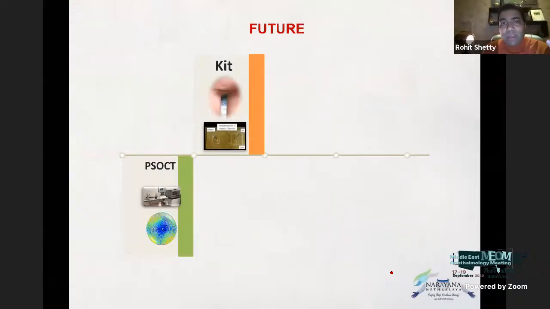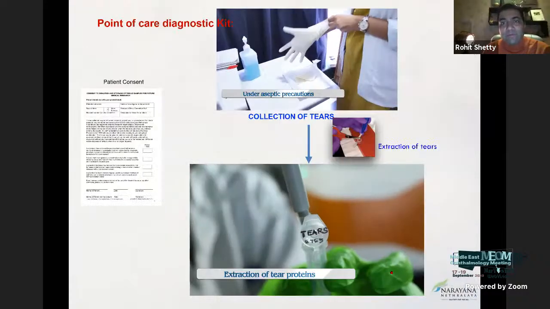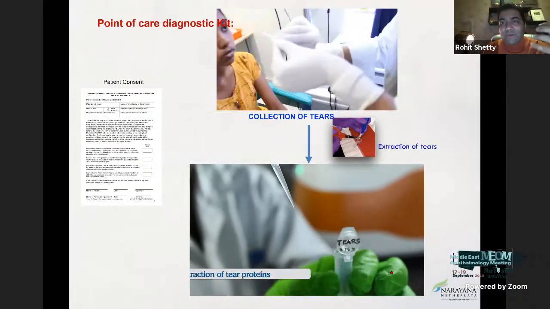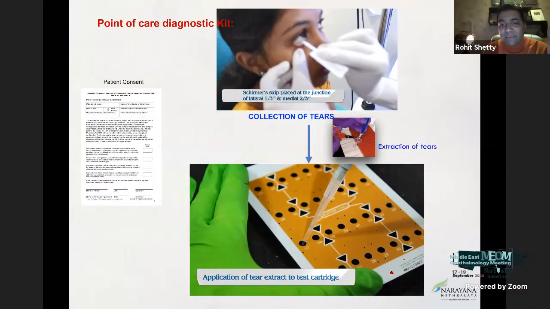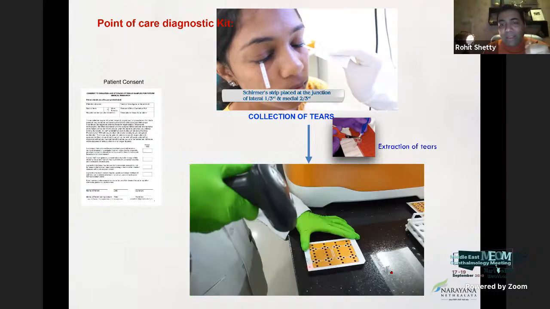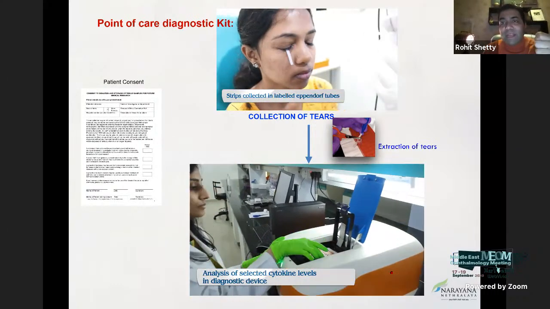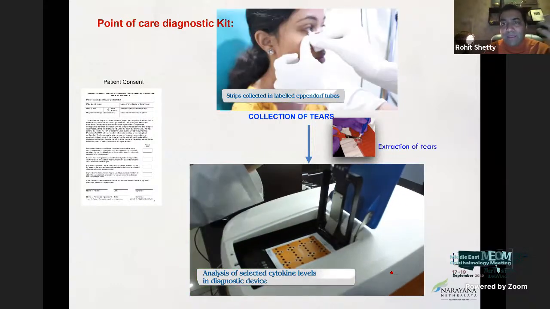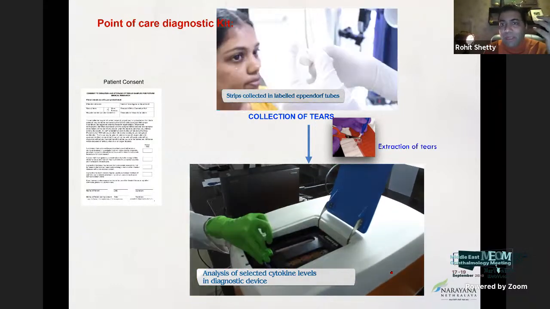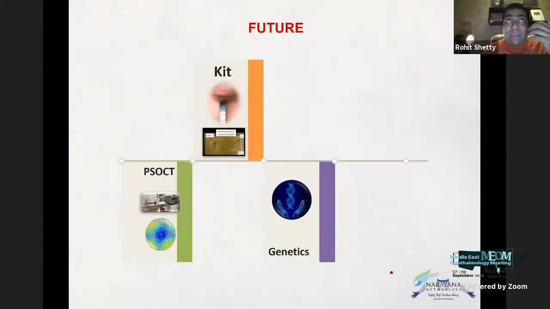We need to look at molecular factors. I did work on different molecular and genetic factors in keratoconus and post-LASIK ectasias. If not for COVID, we would have had a demonstration of a real kit. This is the point-of-care kit, a reader, where you read it and it gets your value. When you put it in this machine, it tells you different molecular pathway markers, including some collagen and lysyl oxidase markers, which helps us to see what is happening.